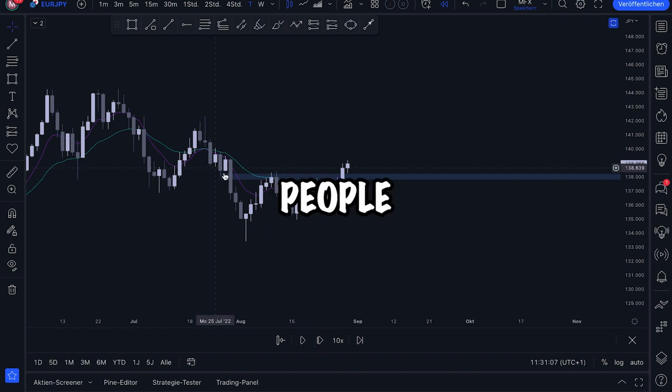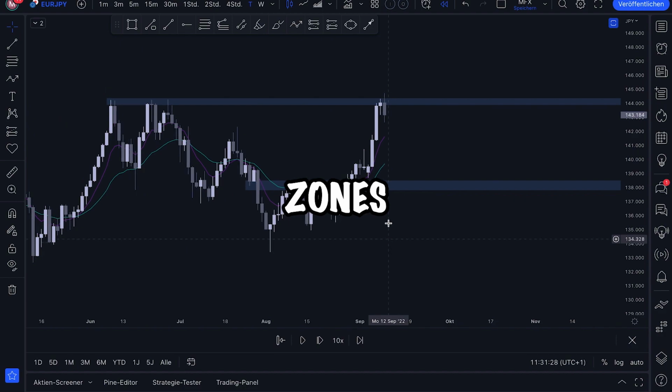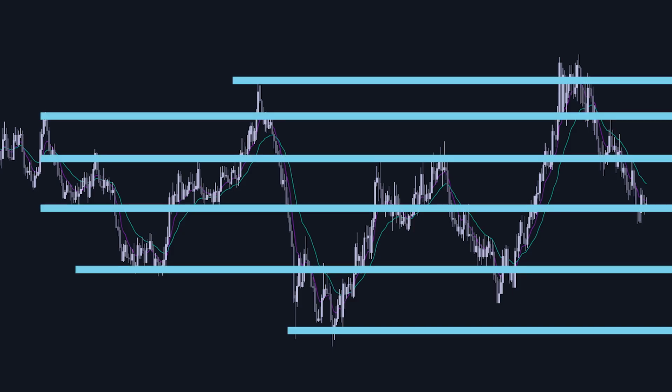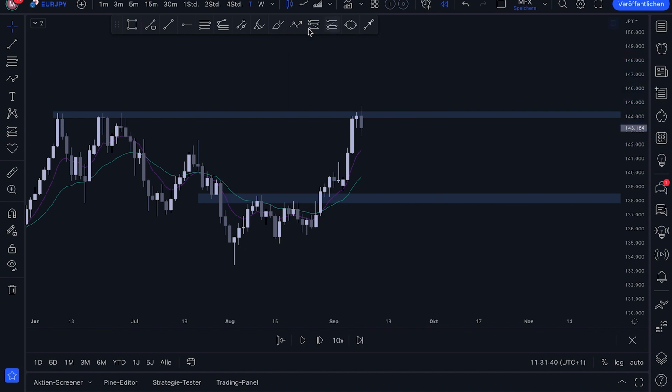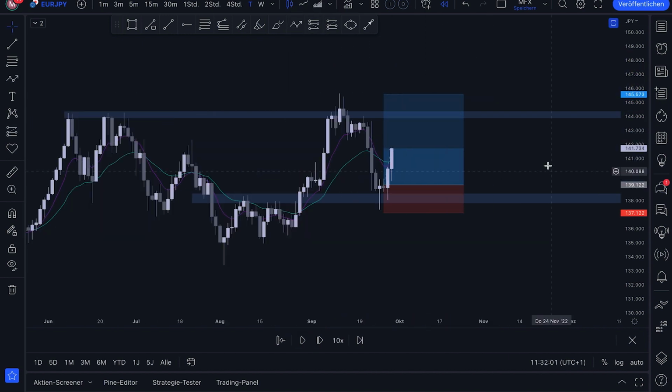I see so many people make this mistake when it comes to how I draw my support and resistance zones. They simply fill up the charts with zones and then no longer know which zones are relevant and which are not. You should definitely not make your trading complicated. That leads to wrong decisions and will not get you any further in your career.